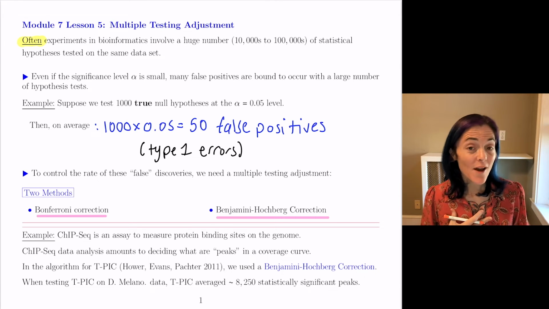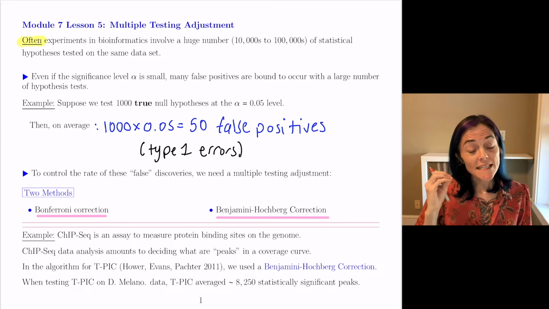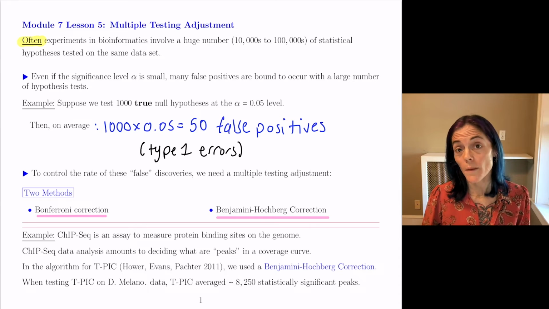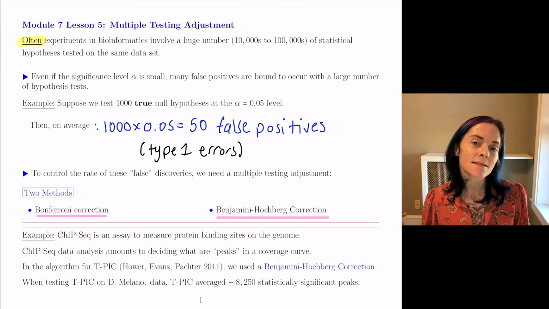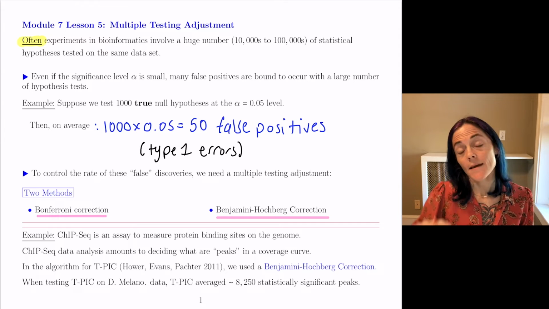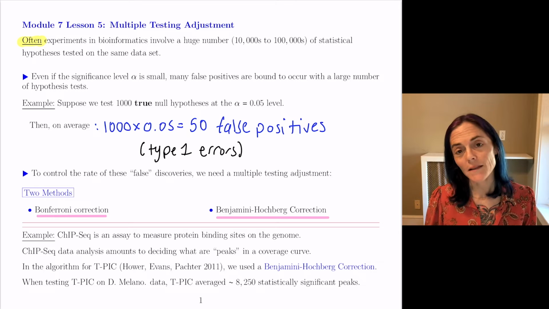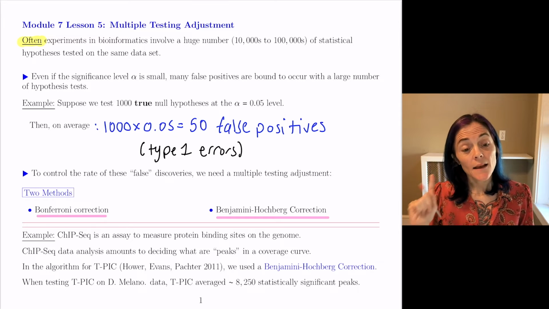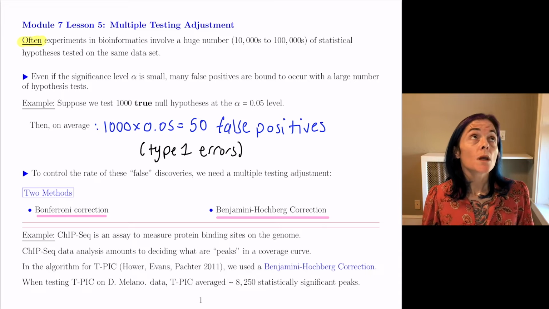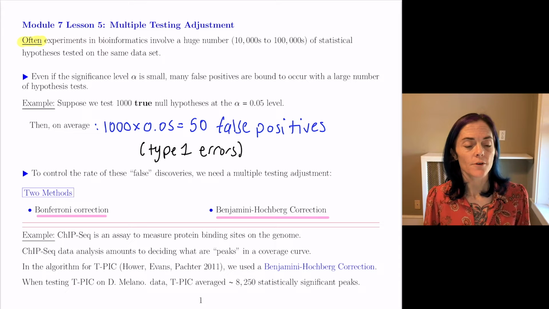As an example from my own experience in correcting for multiple hypothesis tests, ChIP-seq is an assay to measure protein binding sites on the genome. It is one of the many sequence synthesis methods that involve sequencing short fragments of DNA, mapping them to the genome, and then using that to make some sort of biological conclusion. In the data analysis involved in ChIP-seq, we must decide what are so-called peaks in a coverage curve.